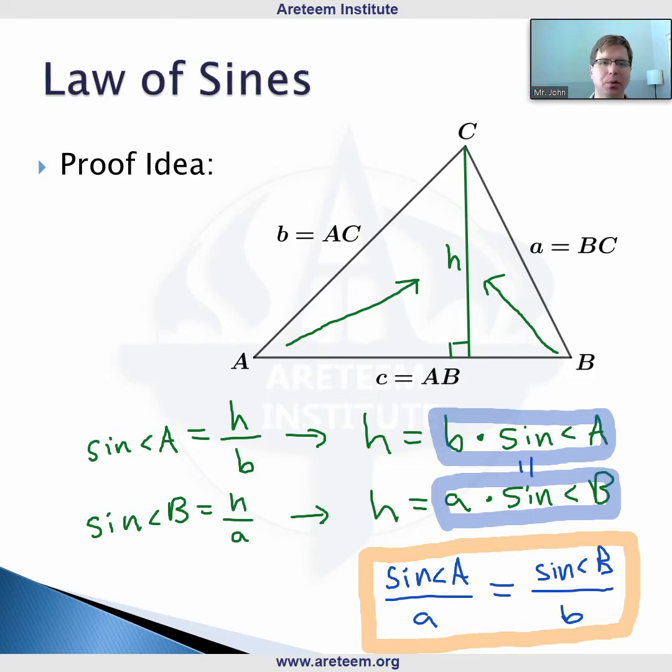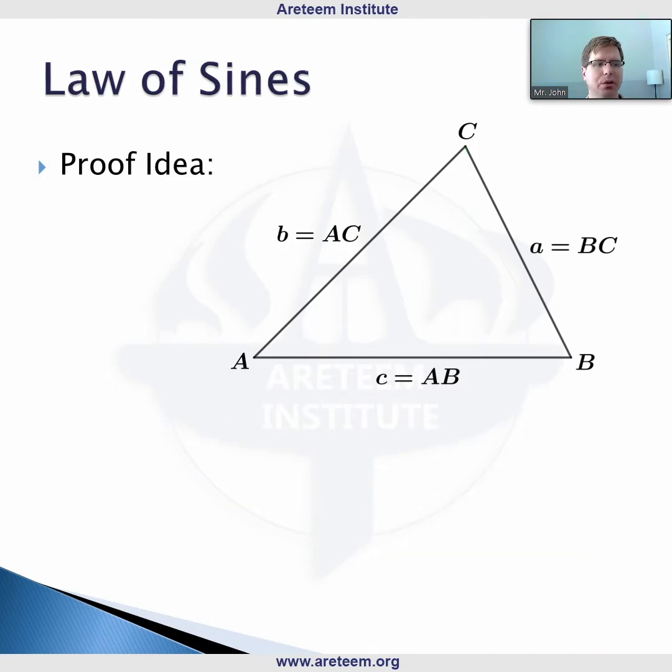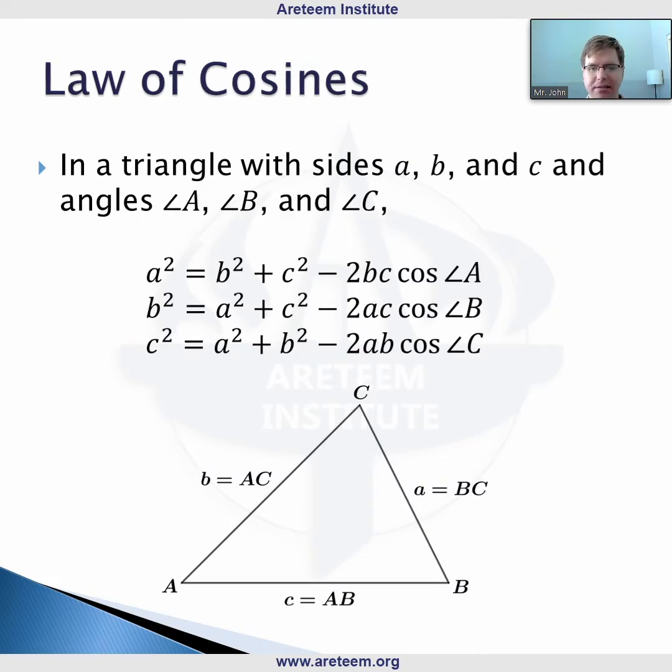Now, we'll do an example or application at the end, but let's jump into the law of cosines too. So the law of cosines is, again, the same triangle. In a triangle with sides a, b, and c, and angles A, B, and C, we have a bunch of relationships involving cosine and the side lengths. Now, let me just highlight one of these, because they're all just rearrangements of each other.